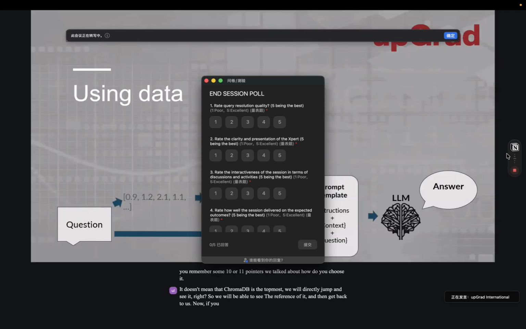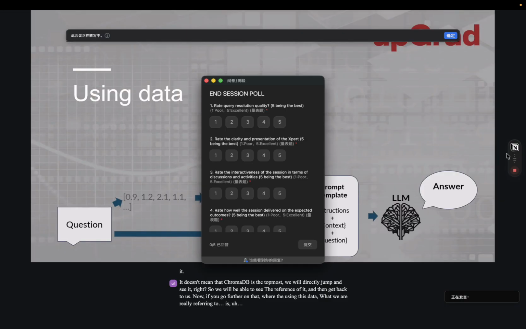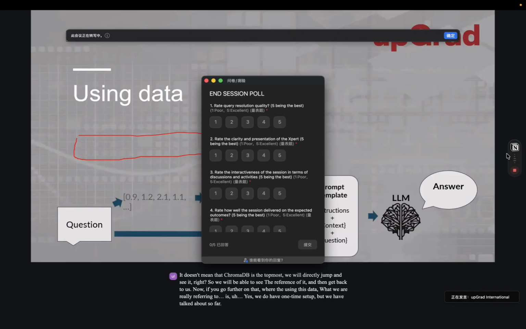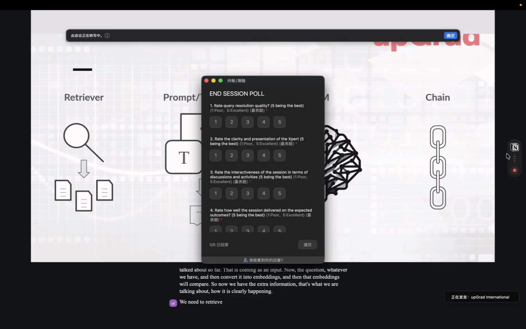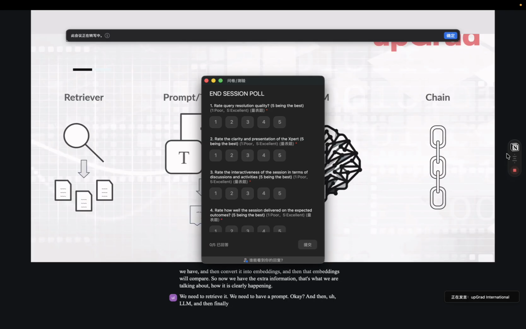Now, if you go further on that, where we use this data, yes, we do have the one-time setup that we have talked about so far. That is coming as an input. Now the question: we take it and convert it into embeddings, and then those embeddings will be compared. So now we have the extra information. That's how it is really happening. We need to retrieve it. We need to have a prompt, and then the LLM, and then finally there is a chain to take care of the rest.